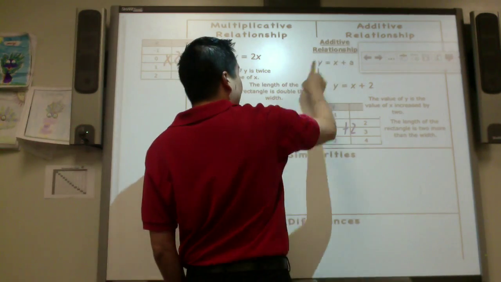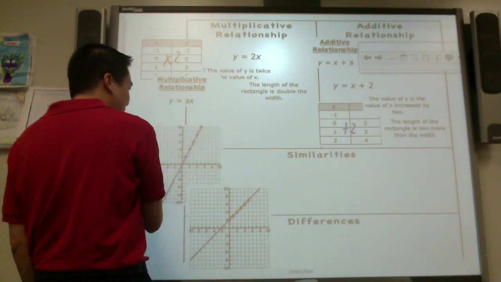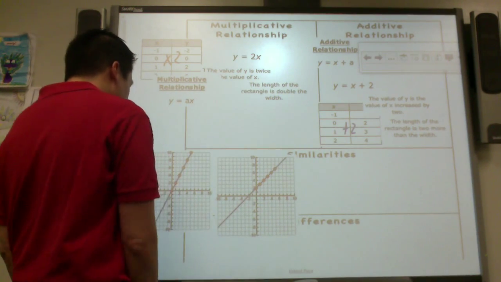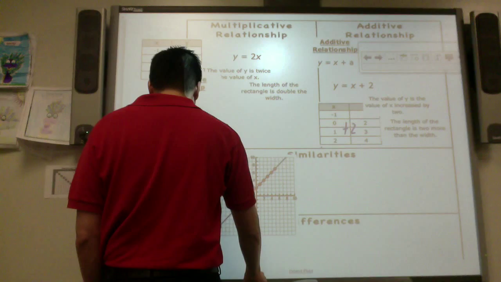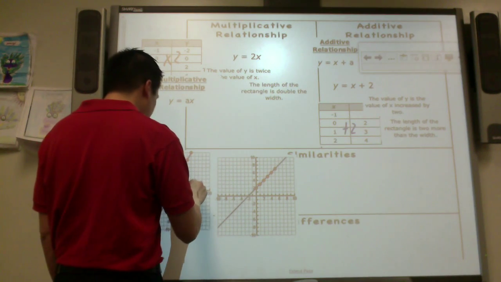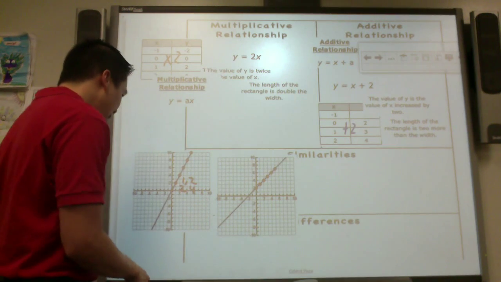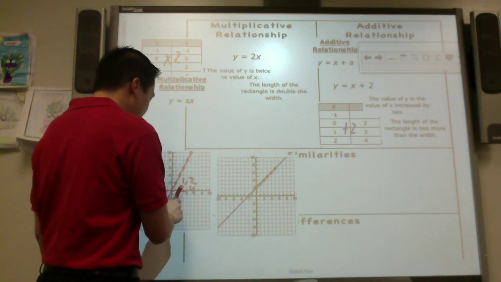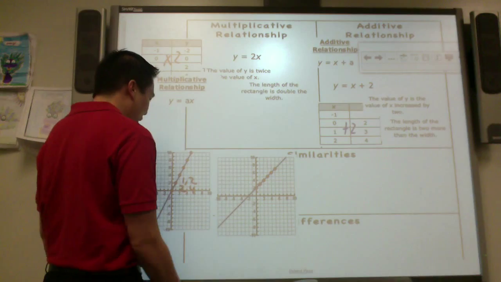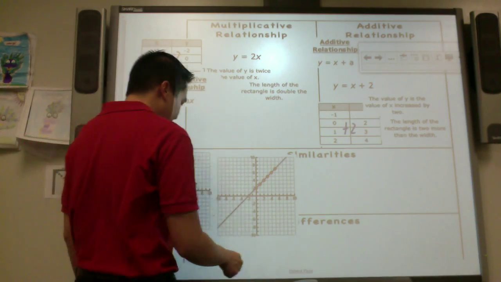Additive goes with additive, multiplicative goes with multiplicative, and then last but not least, we have 2 graphs. So take any 2 points from this graph. Here is 1, 2, and this is 2, 4. How do you turn a 1 to a 2 and a 2 to a 4? You multiply by 2, so that's multiplicative.